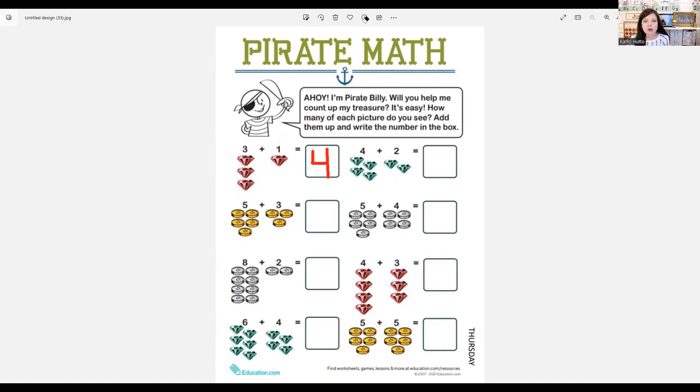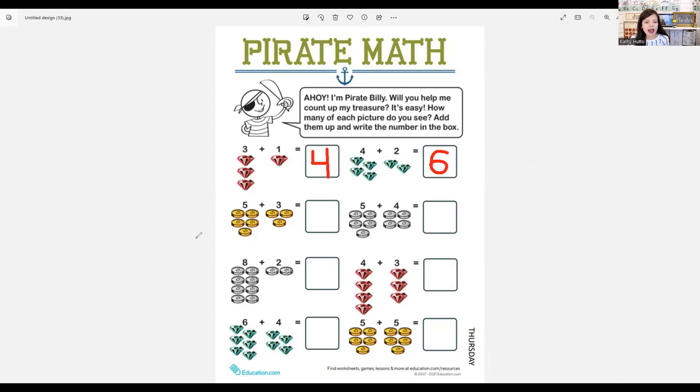Okay, we're going to do the next one. Let's add these green jewels right here. There are four on this side and two over here. So what is four plus two? Count all the green jewels. One, two, three, four, five, six. Four plus two equals six. Right, number six. It looks like this.